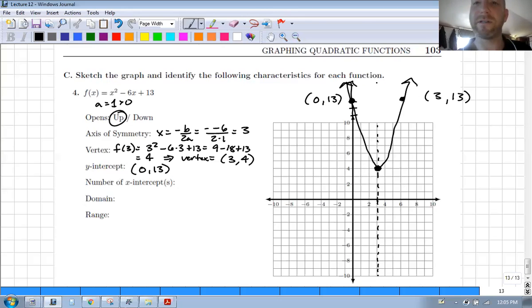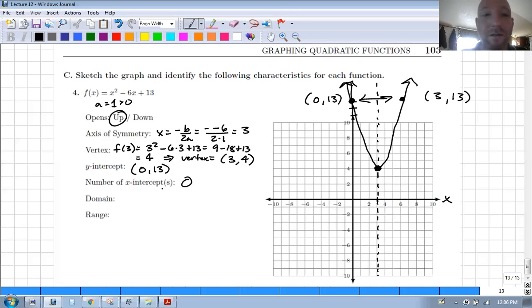That's the point that's, I guess, I don't know what to call it. It's its counterpart, basically. How many x-intercepts? Well, since the vertex is above the x-axis and it opens upwards, there are no x-intercepts. It does not cross the x-axis.